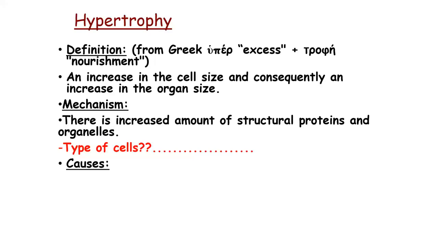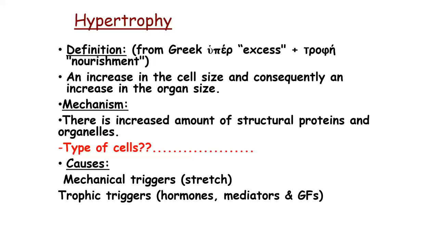So the type of cells, we have the permanent cells and even the stable cells. The causes of hypertrophy come from mechanical triggers, as in stretch, as in cases of an athlete, or stretch of the muscles due to some exercise or something like that. And we have trophic triggers by hormones, mediators, and growth factors, such as in case of gravid uterus or pregnant uterus.